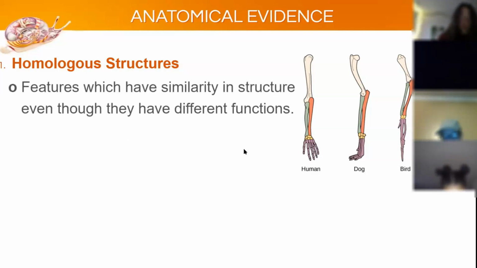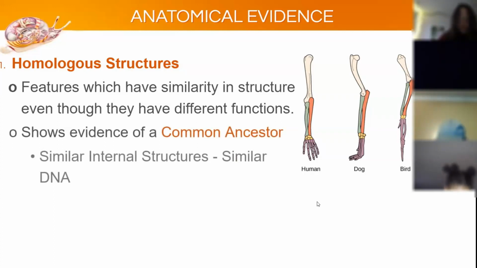So homologous structures may look different, but underneath they are the same. So we all have the radius, the ulna, the carpals, the metacarpals, and the phalanges, making up the forearm, the wrist, and the hand. So this shows a common ancestor.